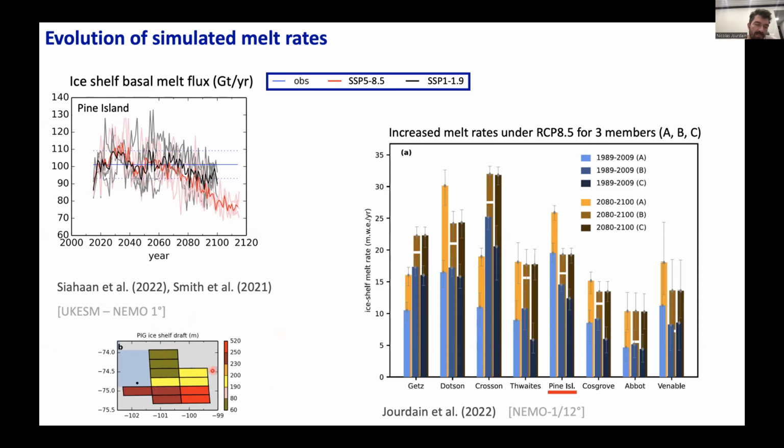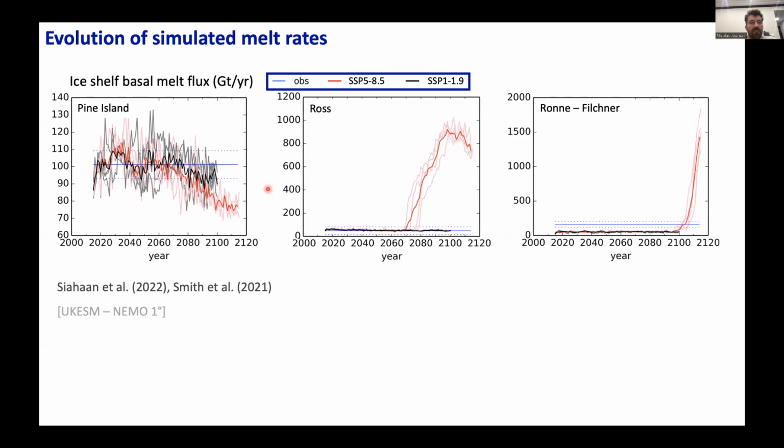The second problem is that, as you can see here with the topography of the ice draft, you have very flat areas of ice, and this tends to create stable layers of fresh and cold water beneath the ice, which prevents the melt rates from evolving when the conditions away from the ice shelf evolve. Okay, so maybe it's not a surprise that 1 degree is not enough to simulate the small ice shelves, but let's look at the large ice shelves.